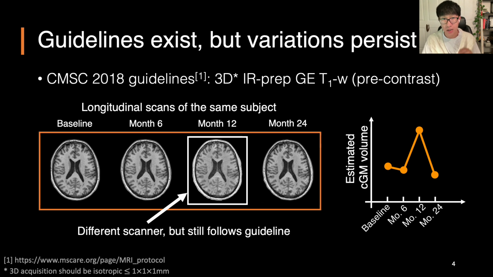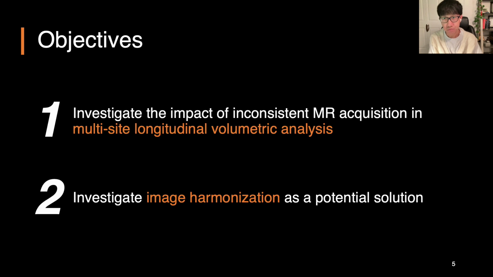And in this study, we dive into this case and provide more insights about the impact of this kind of inconsistent acquisition. So the objectives of this study are, number one, we want to investigate the impact of inconsistent MR acquisition in multi-site and longitudinal volumetric analysis. And number two, we want to investigate image harmonization as a potential solution to this consistency issue in MR acquisition.